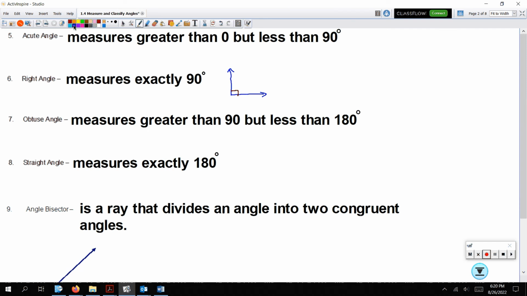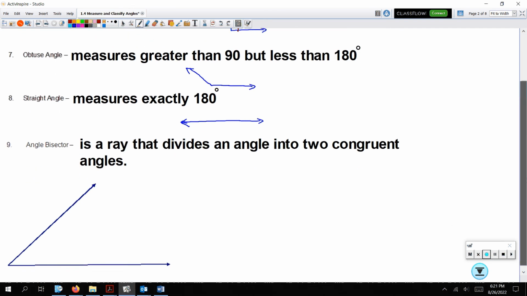An obtuse angle measures greater than 90 but less than 180. I guess I could draw you some samples here. So here's a little acute angle. You can clearly see it's less than 90. Here's an obtuse angle. It's obviously bigger than 90. And then we have a straight angle. It measures exactly 180 degrees. What does a straight angle look like? It looks like a line. That's just weird. But nobody calls it a straight angle, so I don't even know why it's on there, but whatever, now we know. Straight angle.